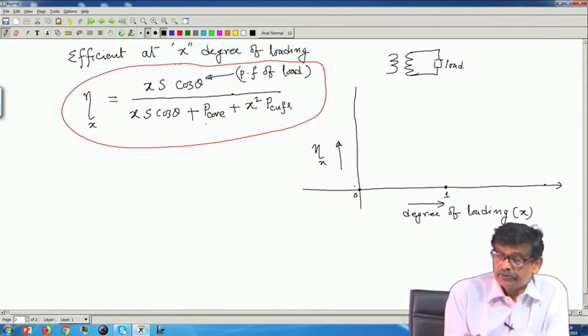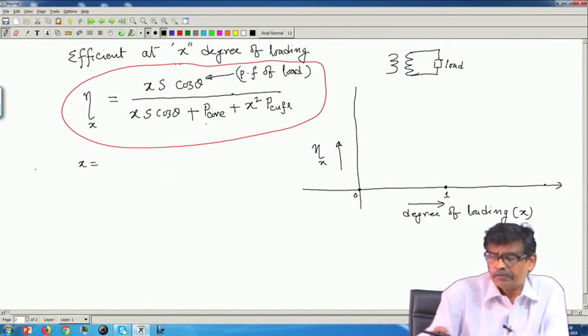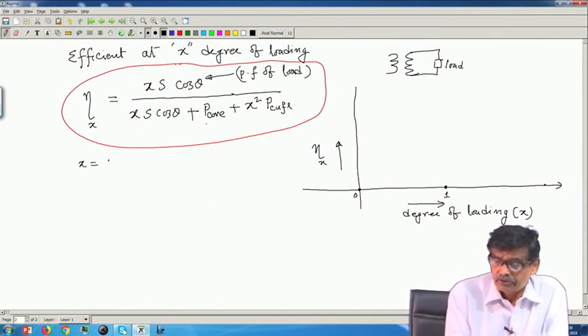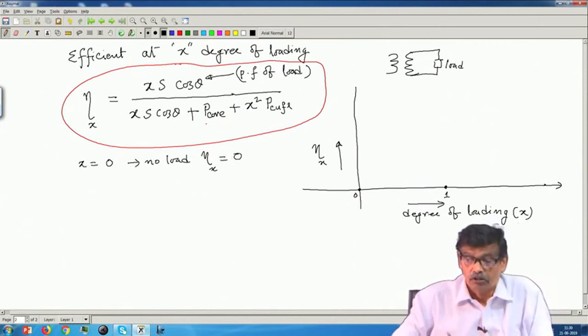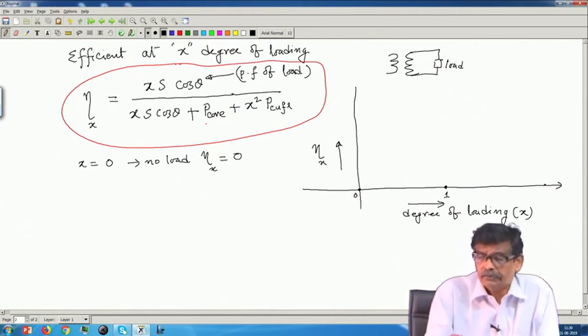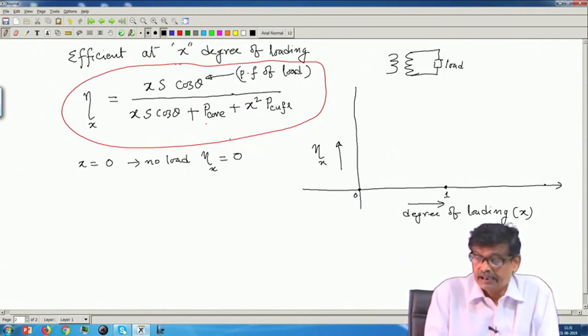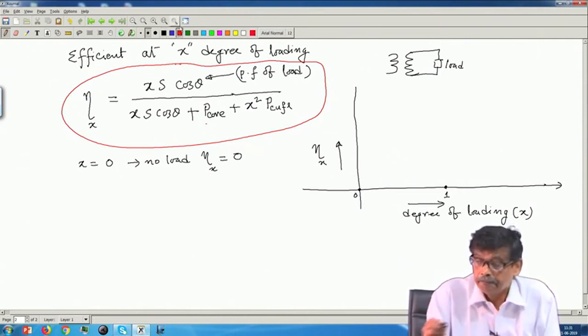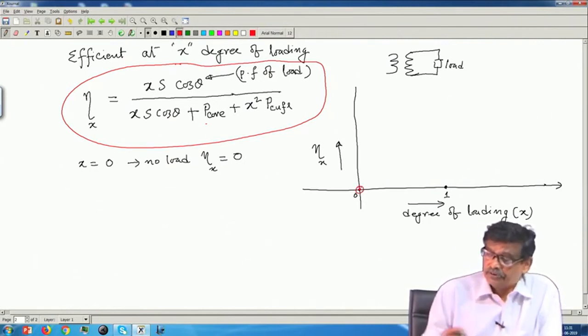Suppose x equal to 0. Let us see how this characteristic is expected to look. If x equal to 0, that is no load, efficiency obviously will be 0, because there is no output power, although there will be input power. So 0 divided by some finite number P core gives the efficiency under no load condition, and that is this point. So efficiency is this one at x equal to 0.